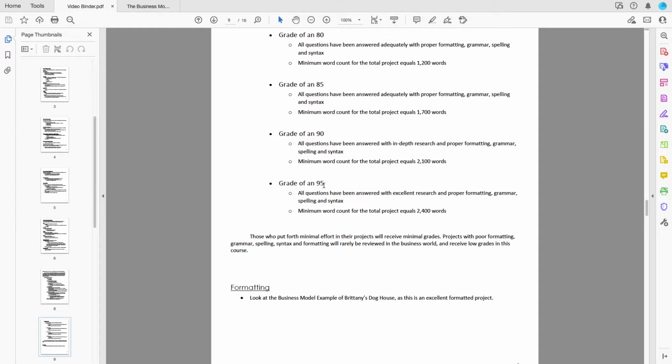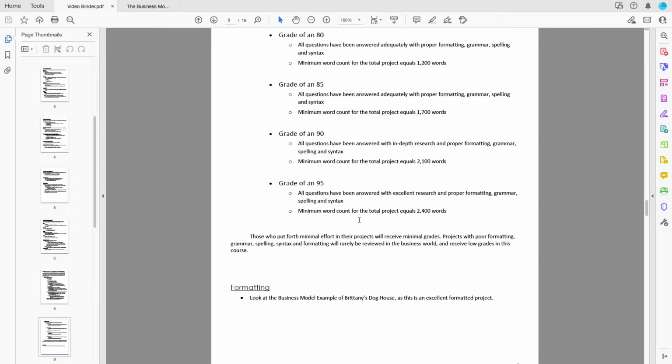I have had students that have put in 3, 4, 5,000 words because they just really went in depth on their project, and that was 100. All right, the hundreds are way over the 2,400 word count. And again, you don't need 100. You need something good, easy to read. And I think 2,400 words, everything done on your own idea is 95 is an excellent grade.